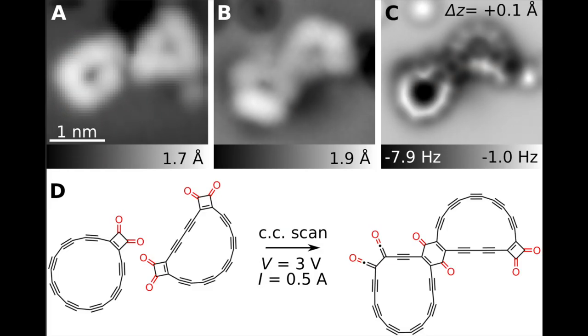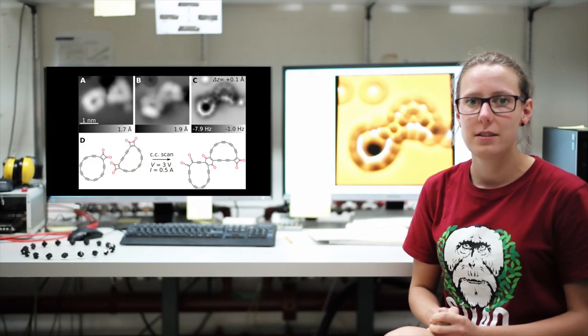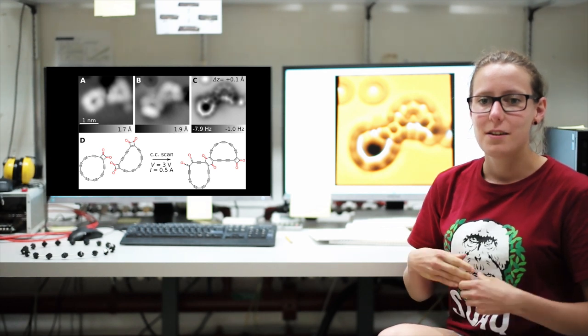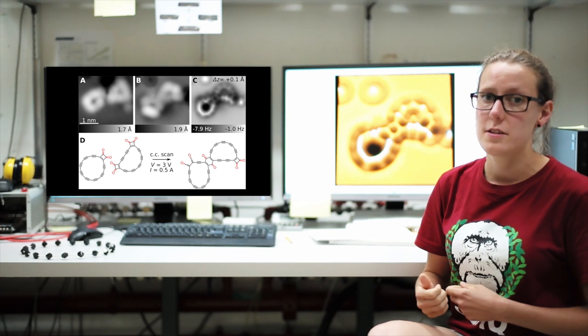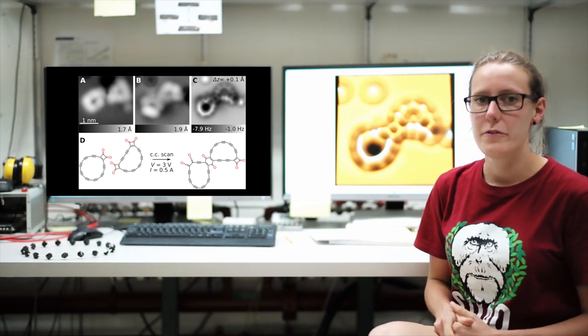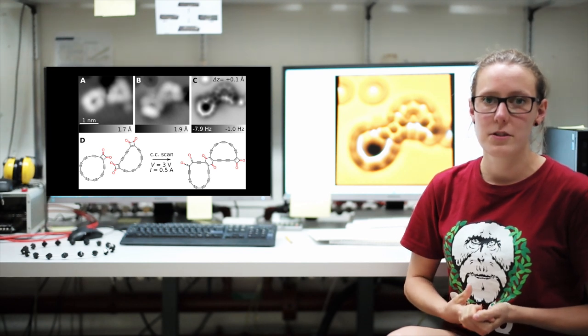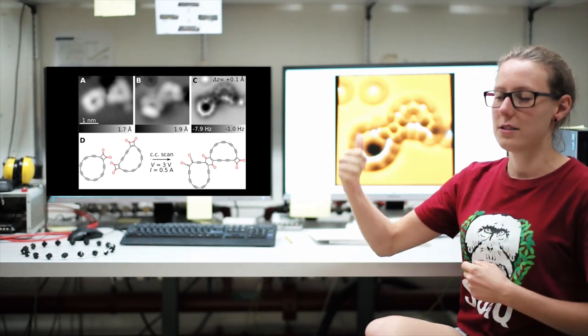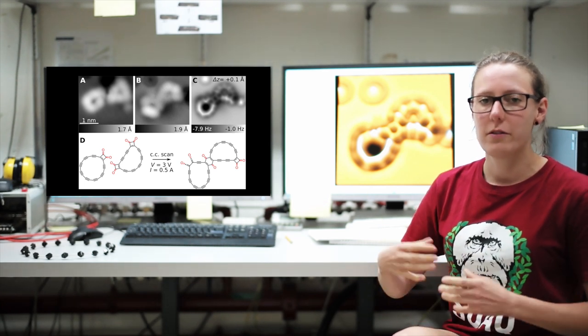So with our approach, we could actually stabilize cyclocarbon for the first time, and also we could characterize it. One more very cool thing about cyclocarbon is that we can potentially use it to form larger molecular structures. It's very reactive, and therefore we saw that we could fuse it with other molecules by applying voltage pulses in the microscope.